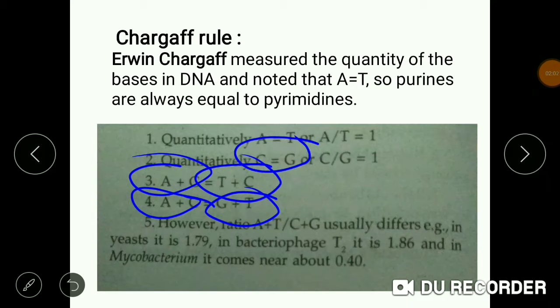The ratio of adenine plus thymine to cytosine plus guanine usually differs. In case of yeast, it will be around 1.79. Usually it should be 1, but in case of yeast, which is an exceptional case, it varies to 1.79. While in bacteriophage, it is 1.86, and in mycobacterium it comes to about 0.4.